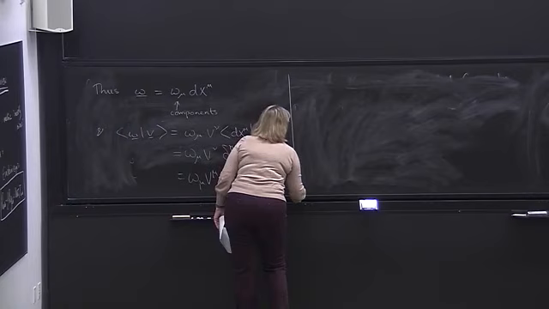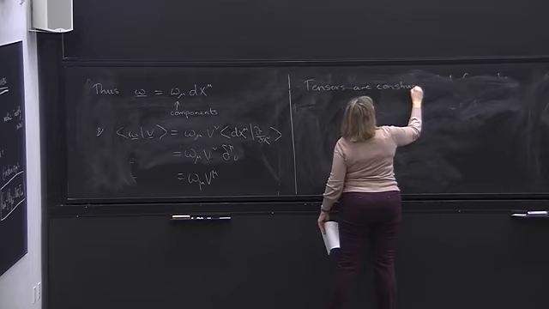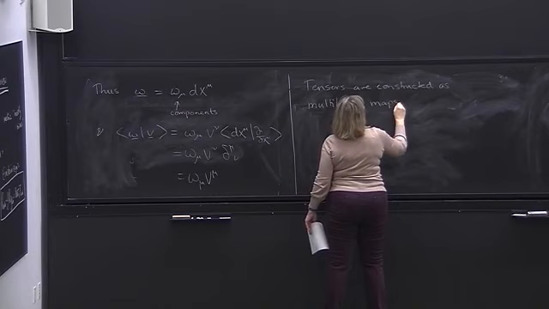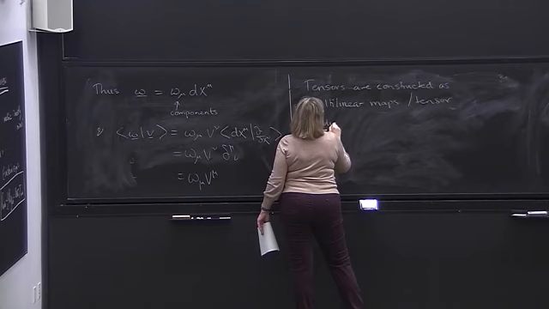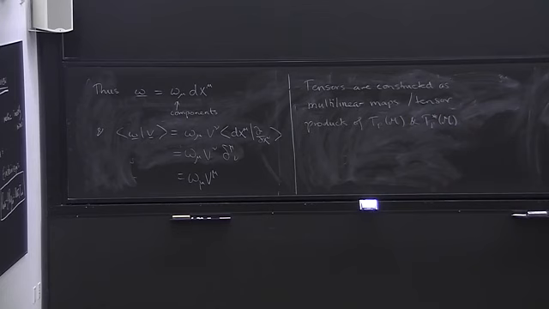And then as David described, we construct tensors. So we take the tensor products of TP of M or TP star of M, depending on what type of tensor we want to construct.